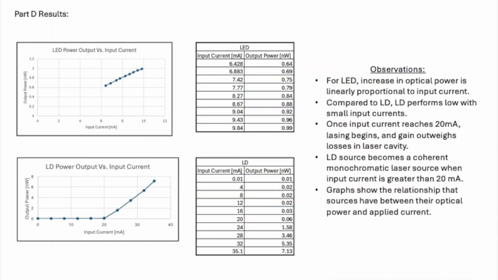For Part D results, we have graphs for input current versus optical power. For the LED graph, it is linear, while the laser diode plot becomes linear for input current more than 20 milliamps.